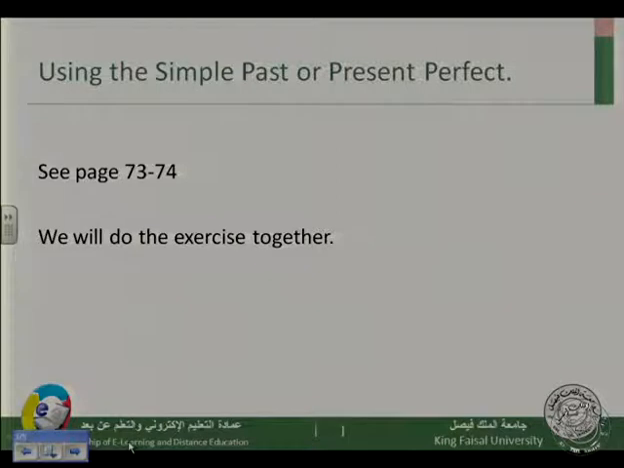I'd like you to go to page 73 of your book and look at the explanation, which is a very nice, very concise explanation that I would like to go through with you. Followed by that is exercise number 1 on page 73. It stretches to page 74, and we would like to do it together.